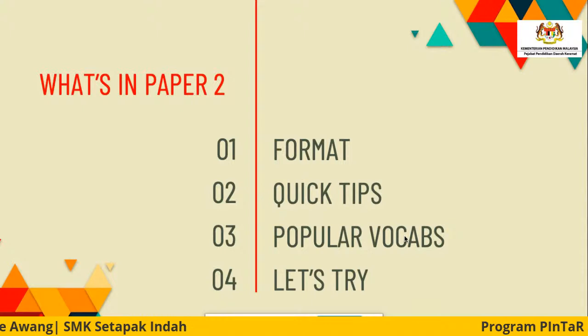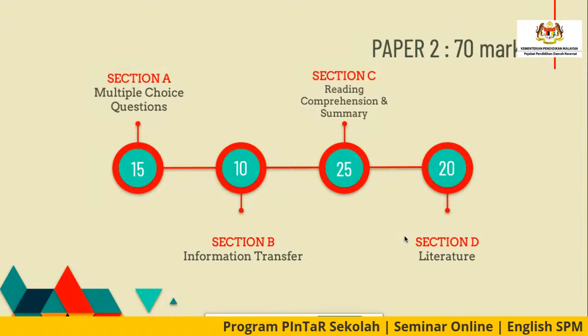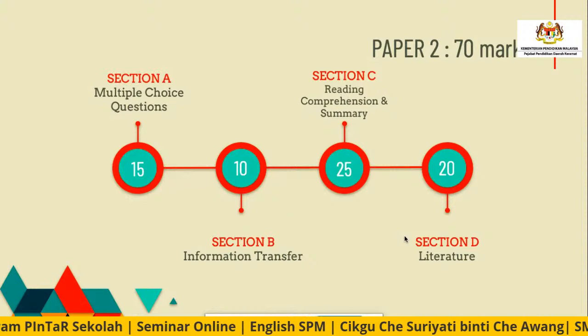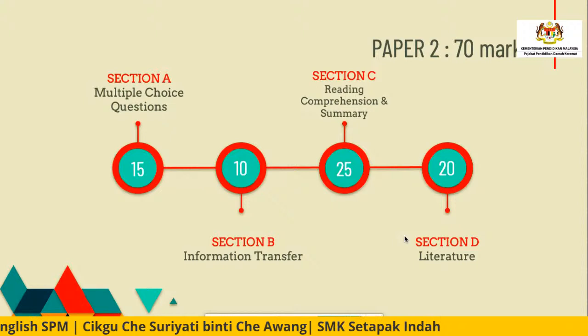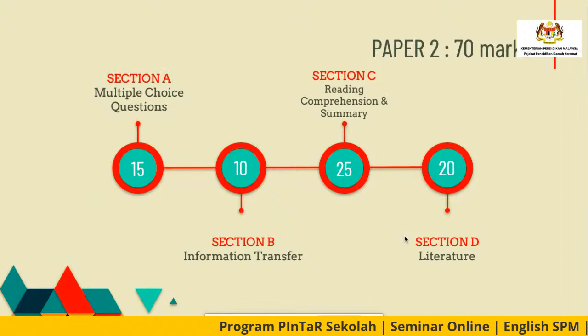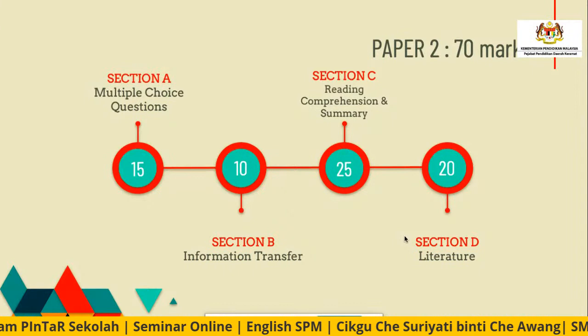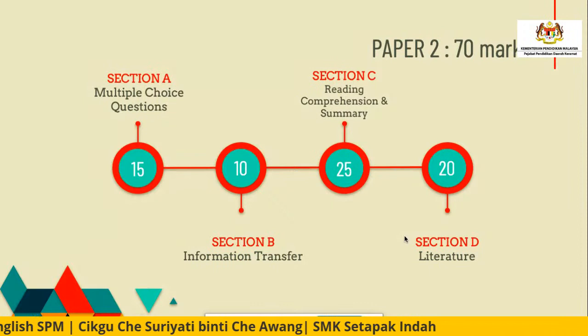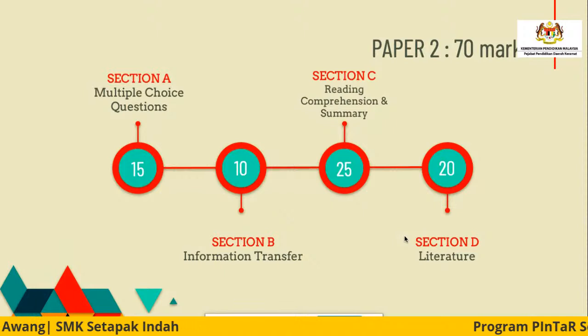Okay, so let me do the revision here. Let me explain to you again in case you have forgotten. All right, paper 2, we have 70 marks. We have section A, section B, section C, and section D. Section A, multiple choice questions, 50 marks. Section B, information transfer, 10 marks. Section C, reading comprehension and summary, 25 marks. And finally, section D, literature, 20 marks. We have poems and we have a novel. So this is basically your paper 2 for SPM 2020, which is a month away from now.